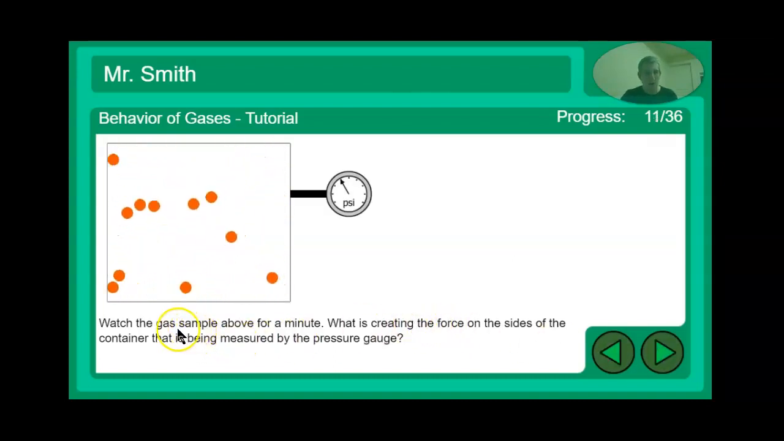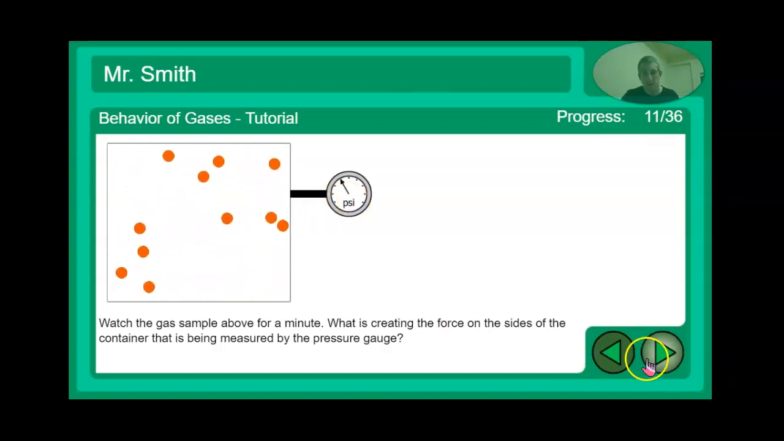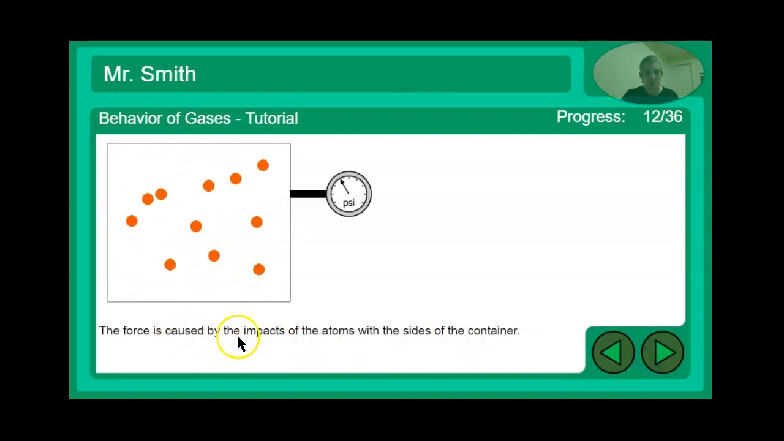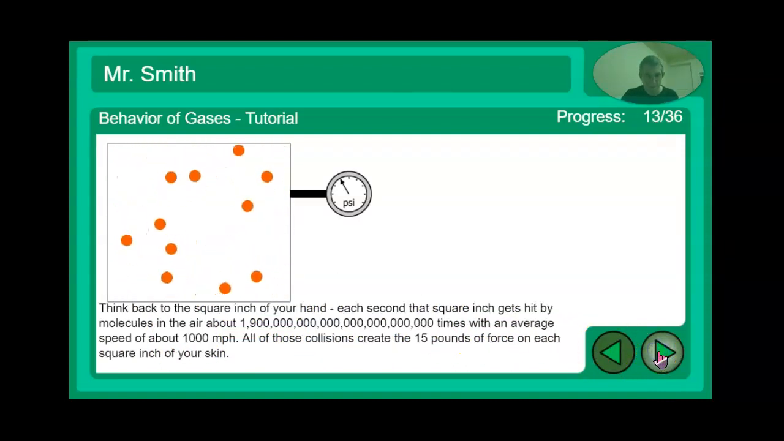So over here, watch the gas sample for a minute. What is creating the force on the sides? Here's a PSI pressure meter, a pressure sensor, that can detect the pressure, and it's those collisions of the gas particles. The force is caused by the impacts of the atoms with the sides of the container.